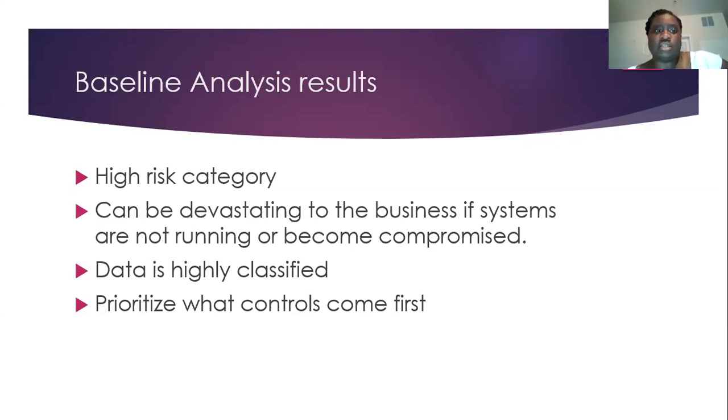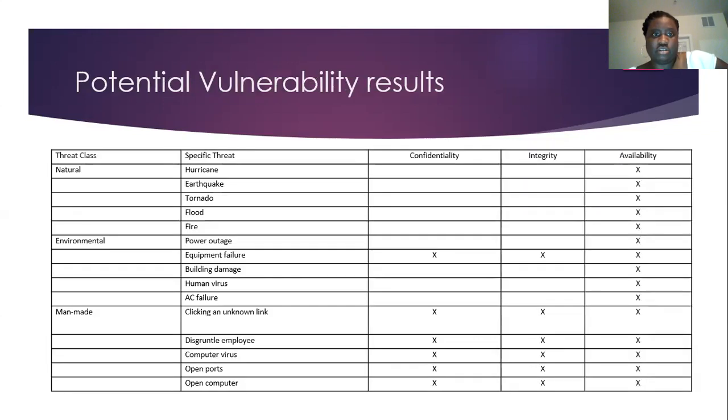So my baseline analysis is a high risk category. It can be devastating to the business if systems are not running or become compromised. Data is highly classified, and prioritize what controls come first. Potential vulnerability results. So threat class natural.